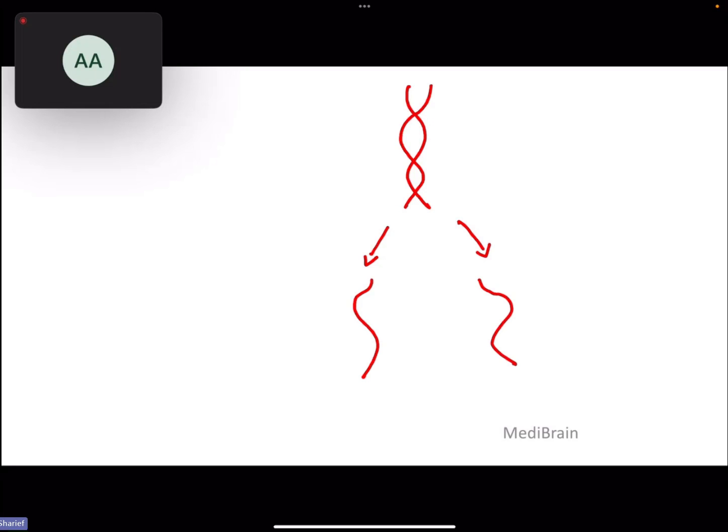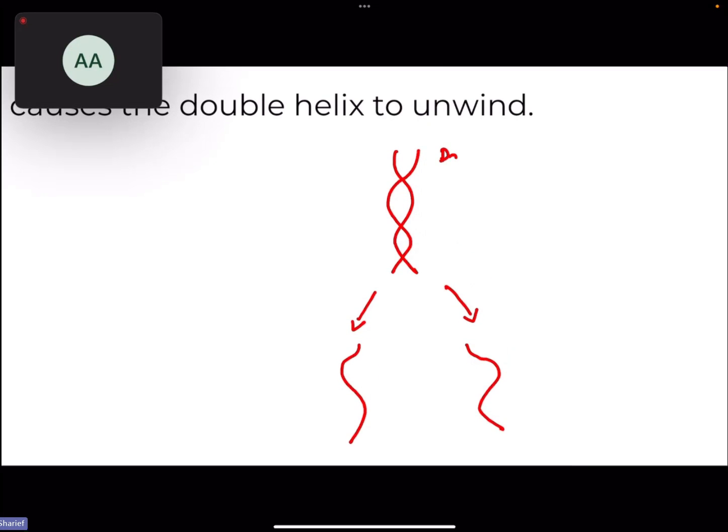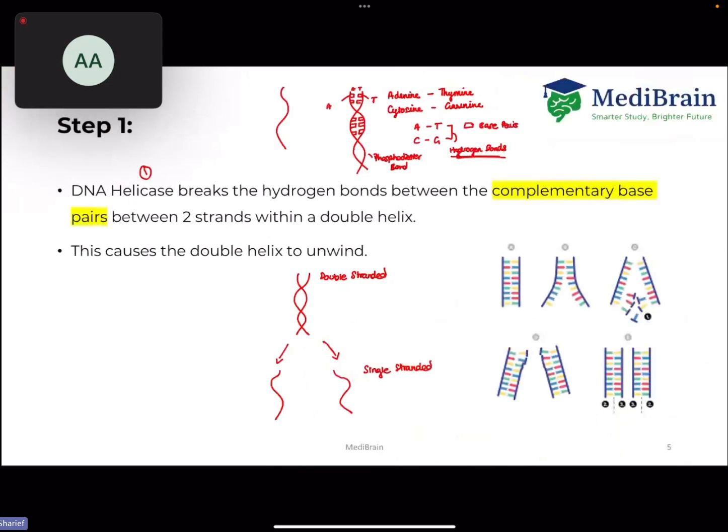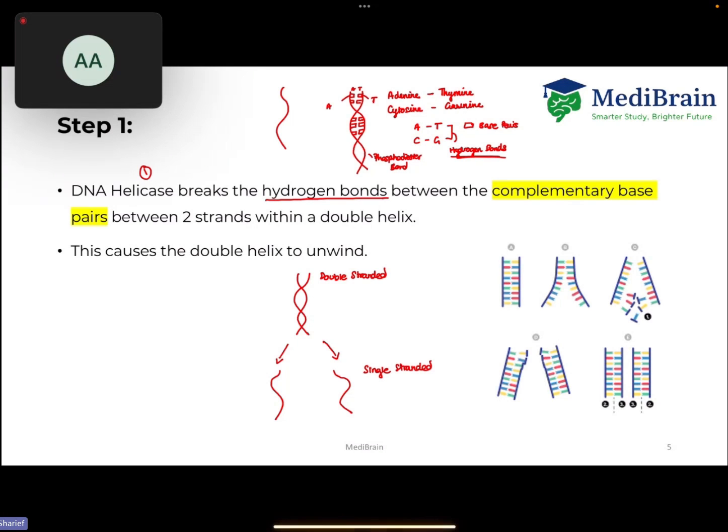Okay, like that. This is double stranded right now, but we want DNA to replicate. So that's why we're causing them to become single stranded. And how do they become single stranded? Well, over here, we had this enzyme, DNA helicase. What's holding the two strands in place? Hydrogen bonds. Hydrogen bonds are holding the two strands in place.